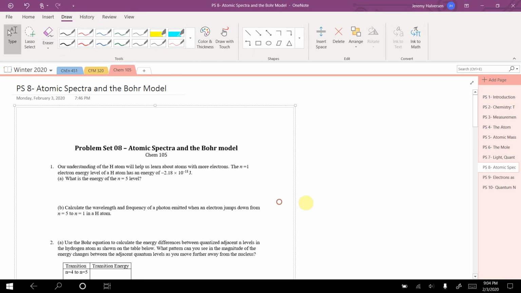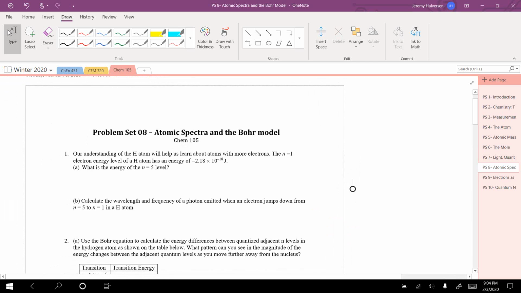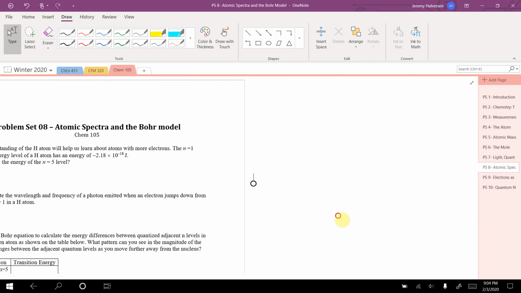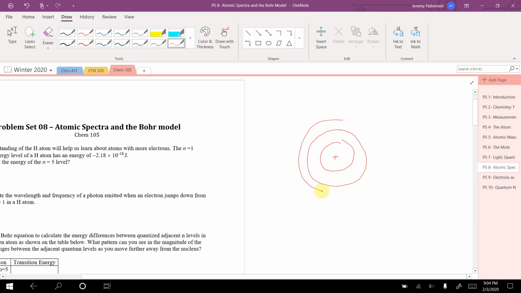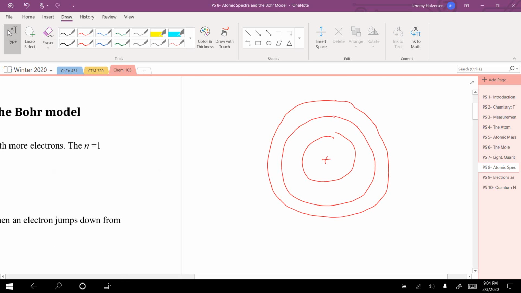All right, so let's first talk a little bit about the Bohr model of the atom. The Bohr model says we have a nucleus, and then we have different quantized levels around the nucleus where the electrons can exist. I could have an electron right here. These levels we call n levels. So this is n equals 1, n equals 2, n equals 3.